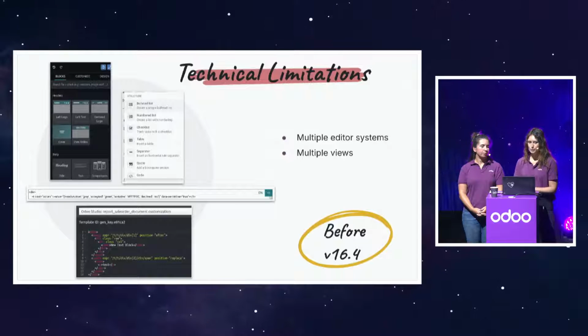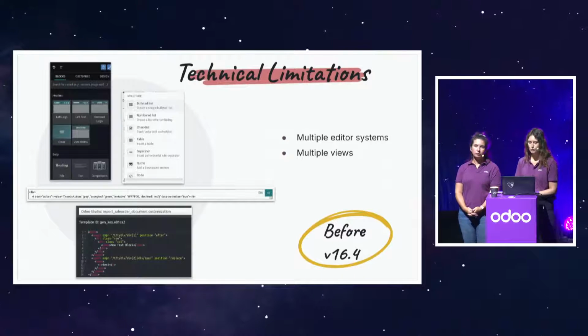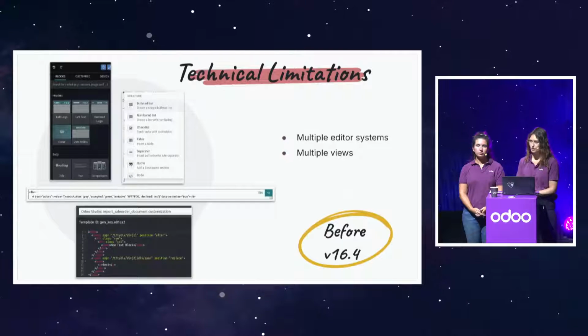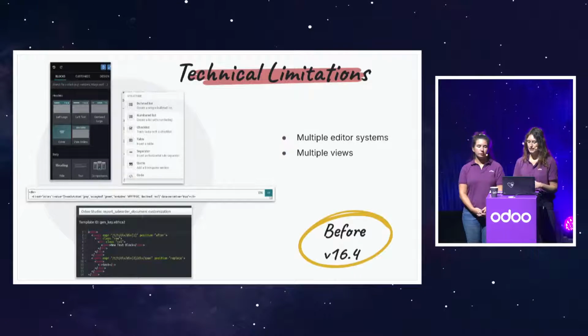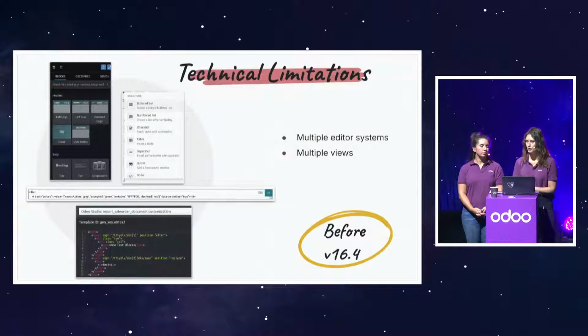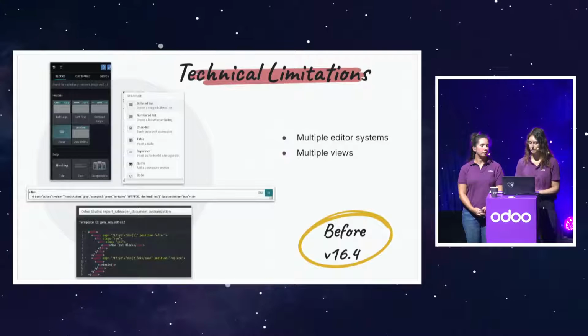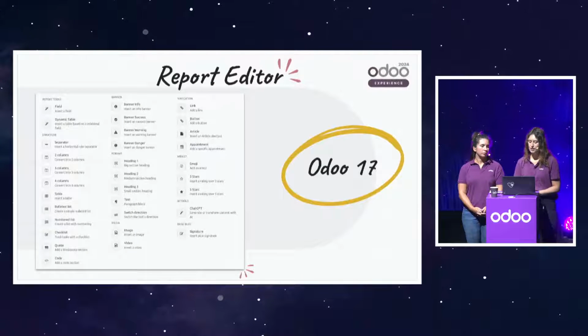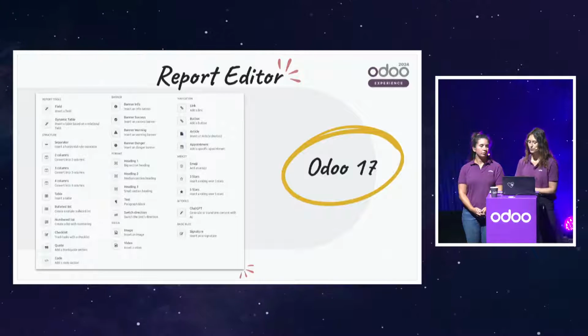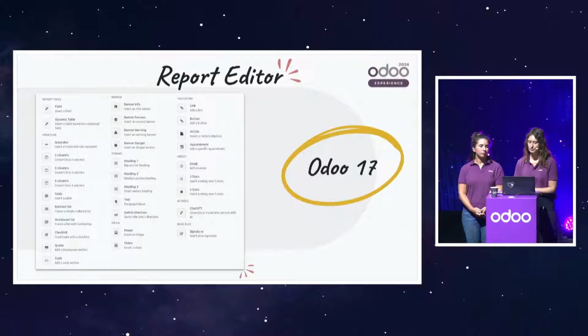Moreover, that report editor generated multiple Studio views for the same report, which can also translate into a maintenance issue. So tackling those flexibility and technical limitations led us to a new report editor in Odoo 17. In that version, Odoo tends to use fewer system editors and bases everything on the HTML one.